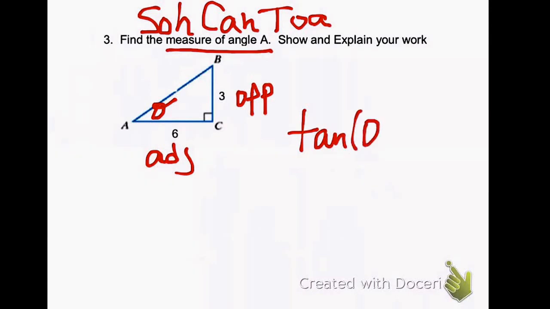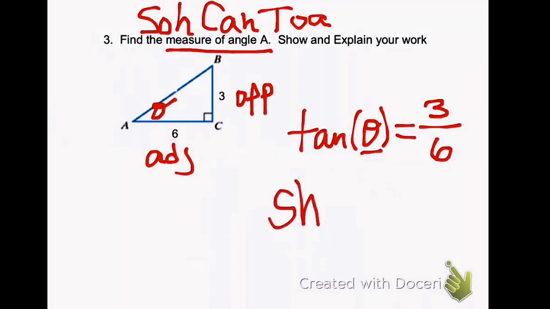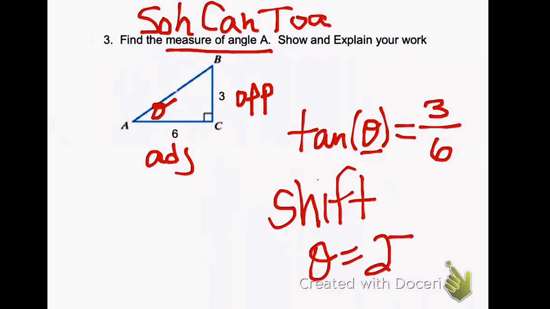I don't know what theta is, so I put the theta symbol, equals the opposite side, which is 3, over the adjacent side, which is 6. Now, if we need to find an angle, which is theta, we need to remember that you have to press shift to find an angle. So if I get my calculator and I press shift, tangent, 3 over 6, my fraction, that gives me theta equals 26.5 degrees, so that rounds to 27 degrees.